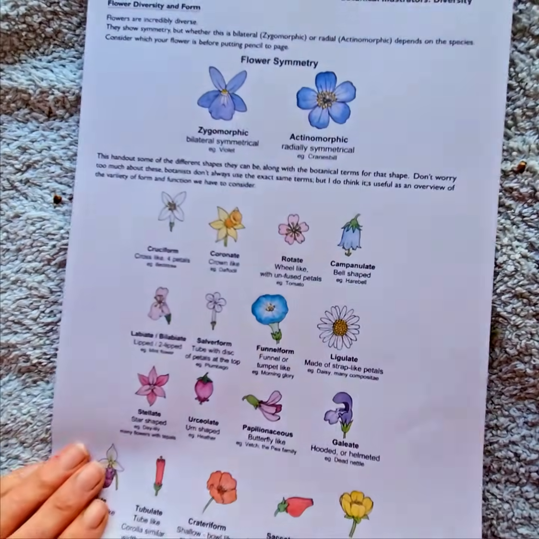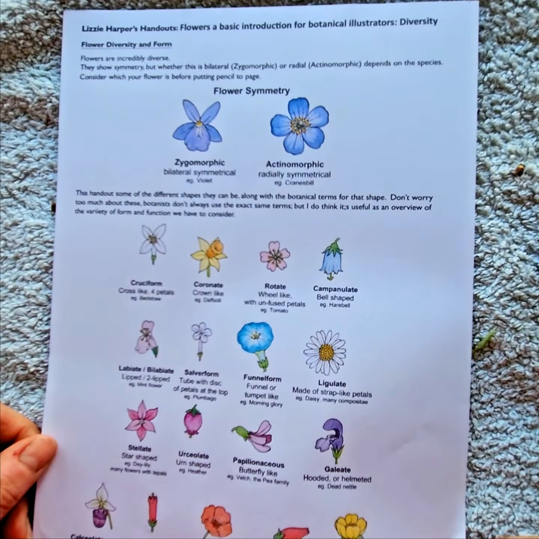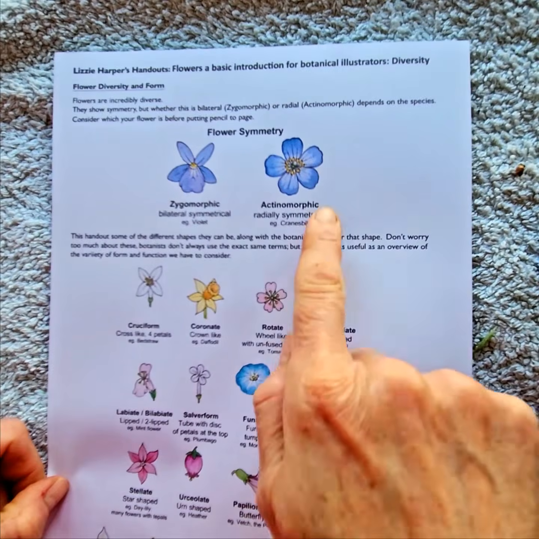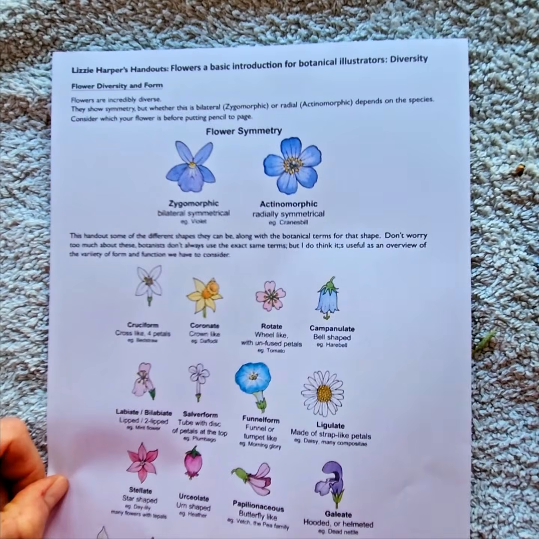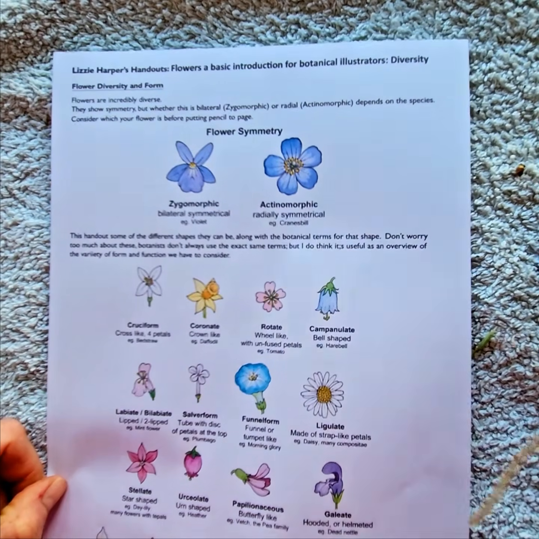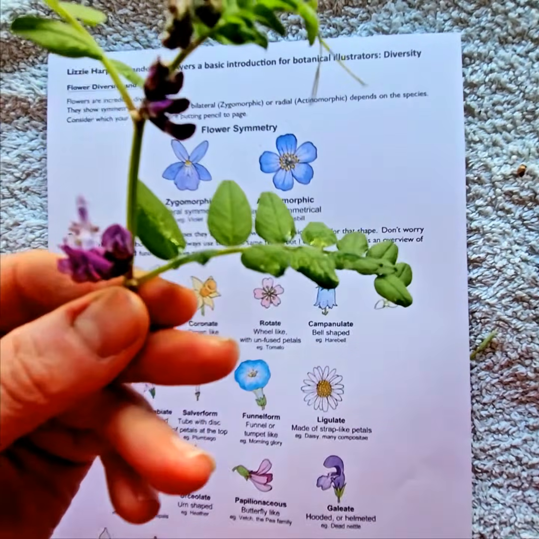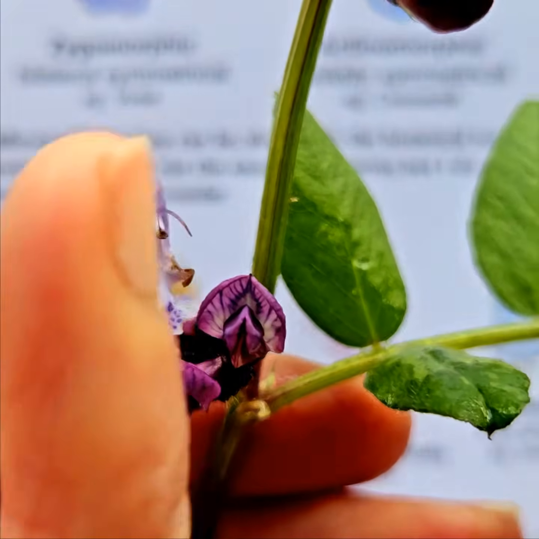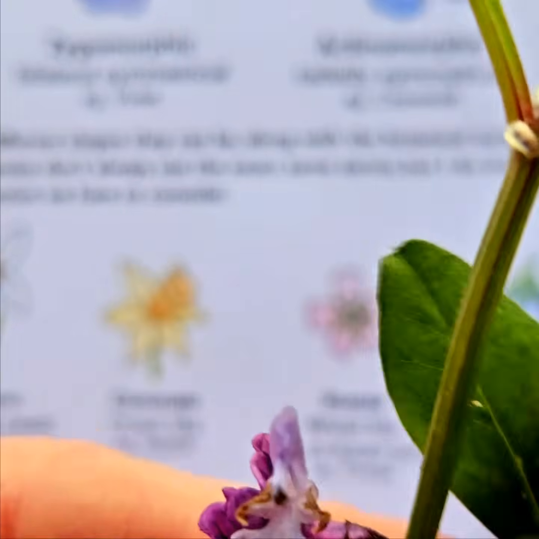And the last handout that I'll be making available is this one, and this one is on the diversity of flower shape, diversity and form. So when you look at your flower, you need to think, is it radially symmetrical, which is known as actinomorphic, like this one, your primrose, or bilaterally symmetrical, like your vetch flower. So you could cut it down the middle and it would look the same on either side. Bilaterally symmetrical flowers are known as zygomorphic.